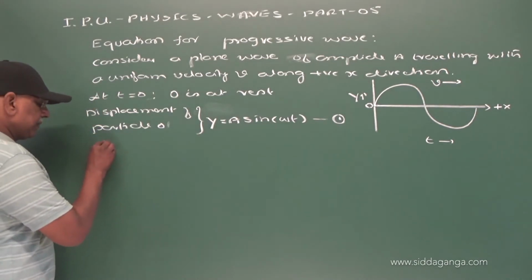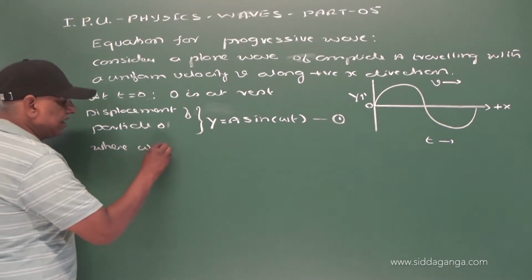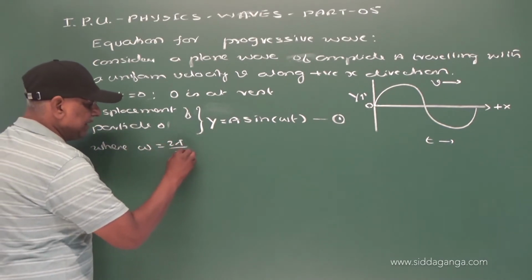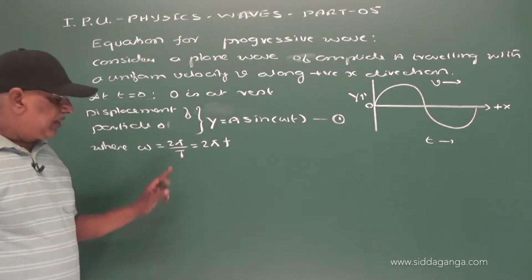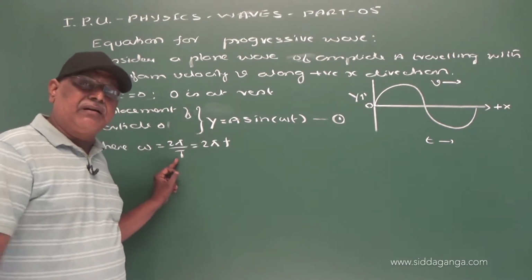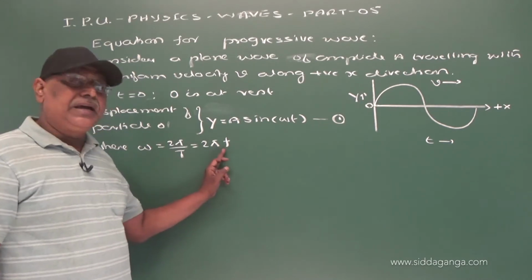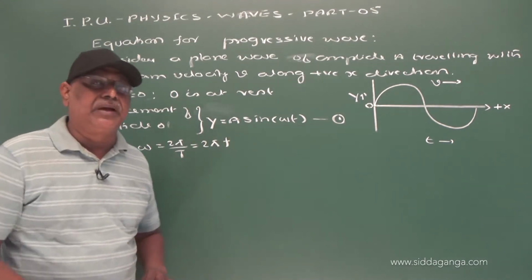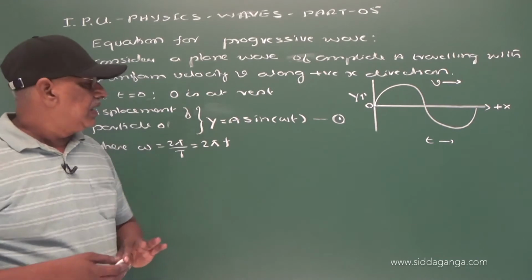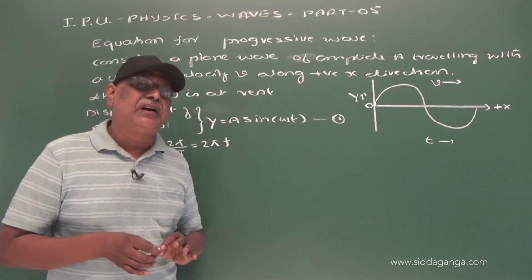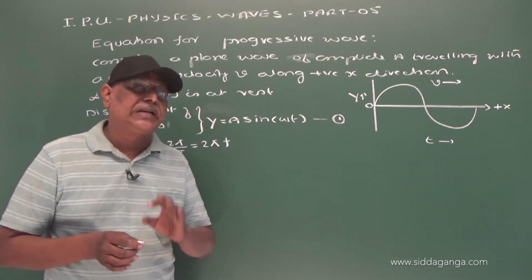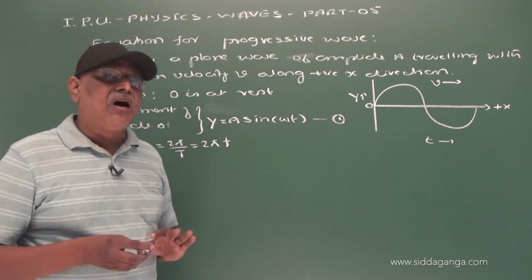Here omega is equal to 2 pi by T, or it is equal to 2 pi f, where T is the period of the wave and f is the frequency of the wave. However, equation 1 gives the displacement of the particle O, that is, the particle only at the origin.